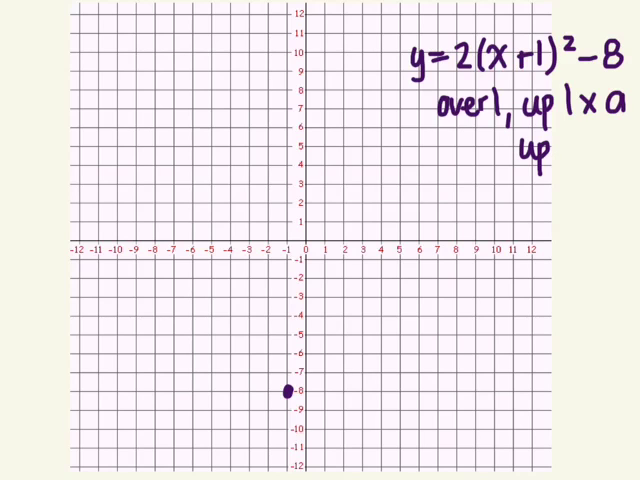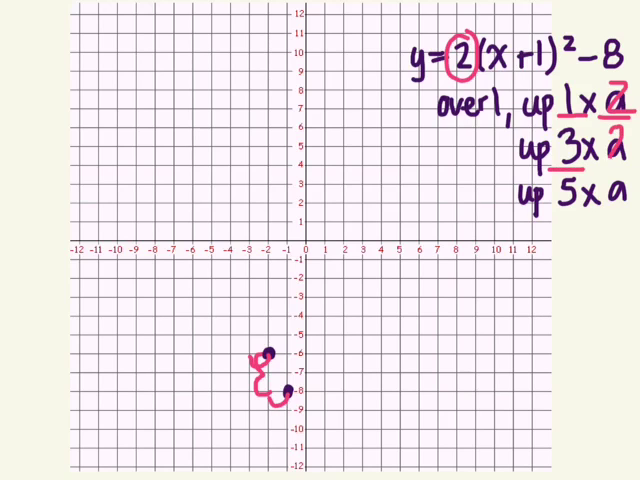Over 1, up what? 3 times A. And then up 5 times A. What's A? Okay, so we're going to go over 1, up 1 times 2. What's 1 times 2? That's going to be the next point. Then it's going to be over 1, up 3 times 2. What's 3 times 2? 1, 2, 3, 4, 5, 6. This is going to be the next point.